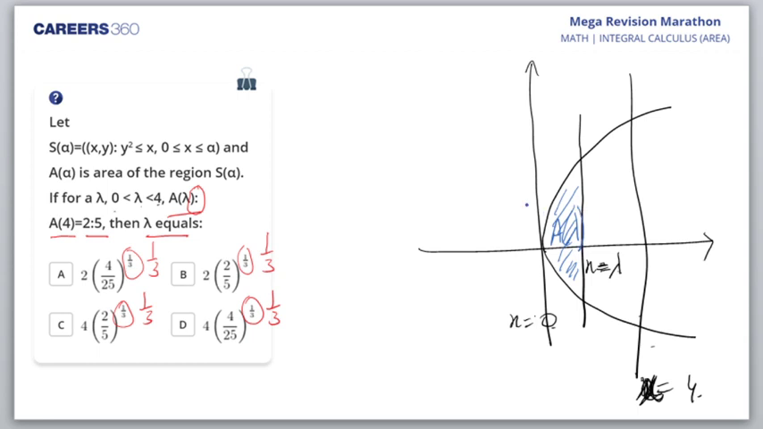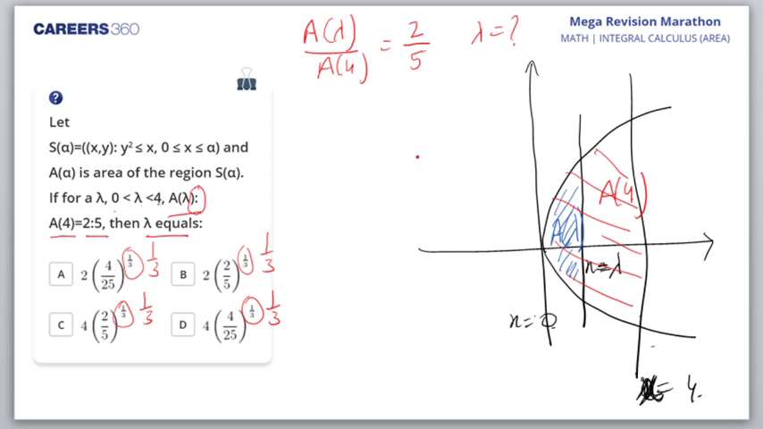Okay? And this full region between 0 and 4, this region would be called as A4. Okay? Now, I have the ratio A lambda is to A4 is given to me as 2 by 5, and I have to find what lambda is. Okay? Now, A4, A lambda, first of all, let me calculate.